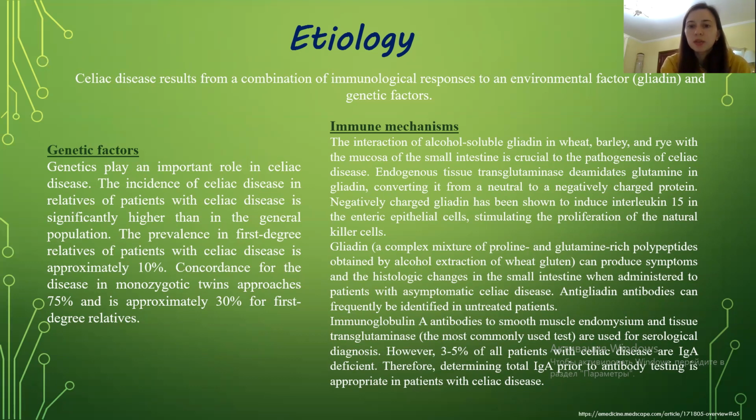Gliadin can produce symptoms and histological changes in the small intestine when administered to patients with asymptomatic celiac disease. Anti-gliadin antibodies can frequently be identified in untreated patients. Immunoglobulin A antibodies to smooth muscle, endomysium, and tissue transglutaminase are used for serological diagnosis. However, 3–5% of all patients with celiac disease are immunoglobulin A deficient. Therefore, determining total immunoglobulin A alongside antibody testing is appropriate in patients with celiac disease.